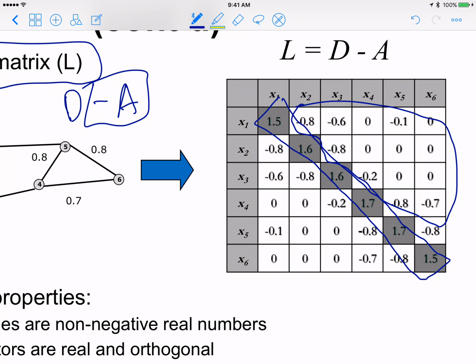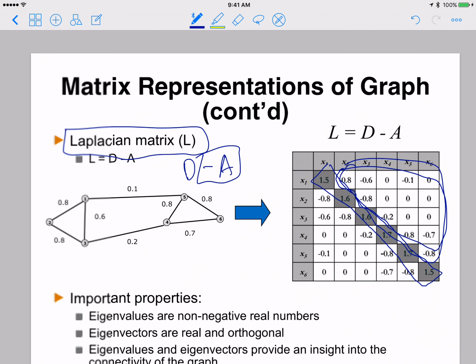Okay, it's quite simple, right? The degree and the adjacency matrix don't overlap at all, right? We just concatenate them, and then we simply put negative signs on all those edge values which are located in the non-diagonal part.